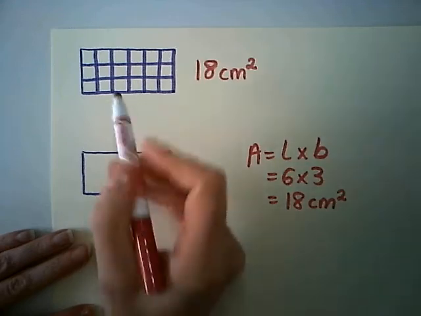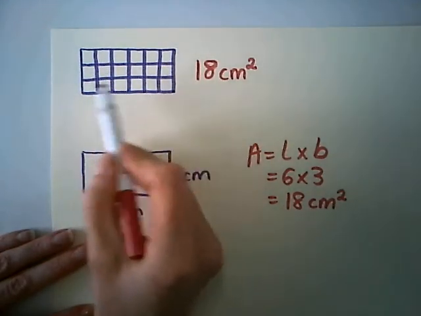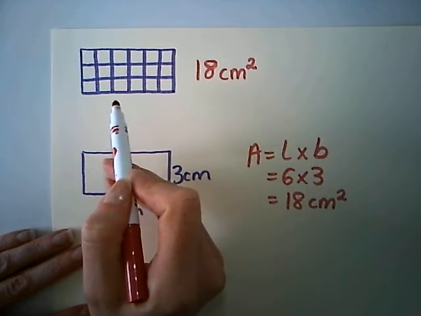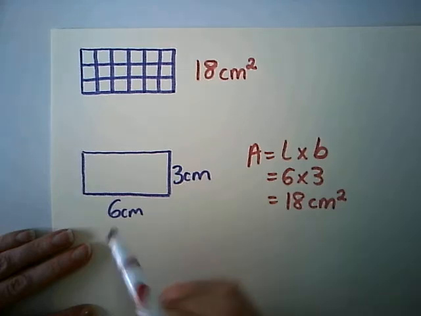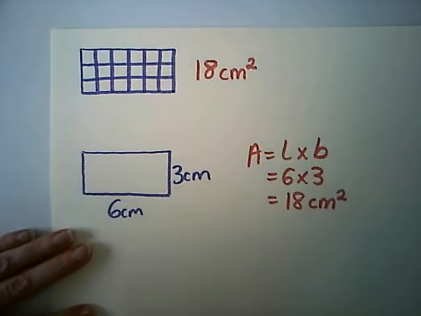And the reason it works is because if you look at the squares, there are 3 rows and there's 6 in each row. So there's 3 lots of 6s or 6 lots of 3s, whatever way you want to look at it. And that's why we multiply the length and breadth together to get the area.